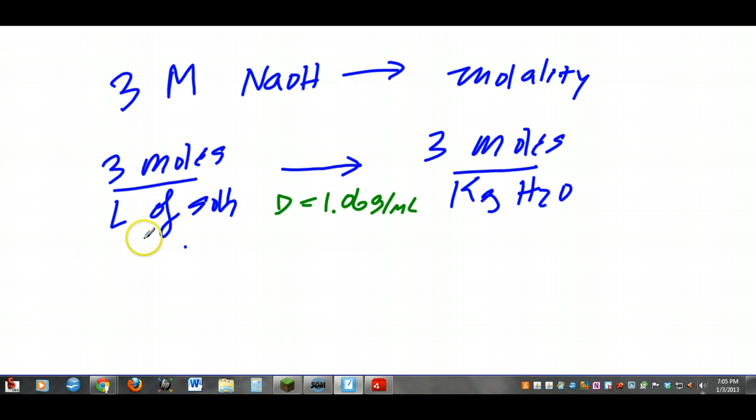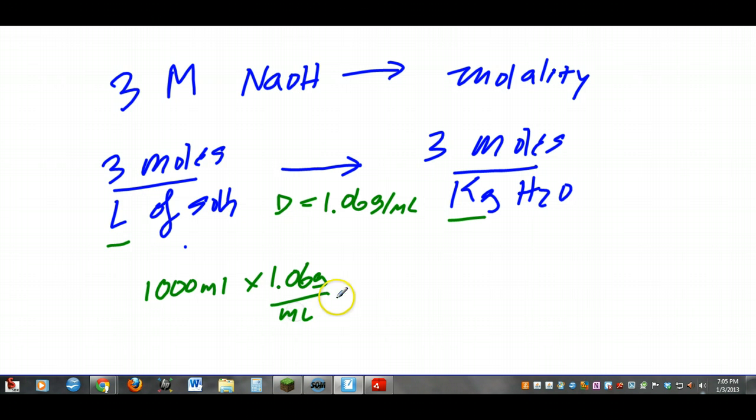Okay, that's our connection between volume and mass. So 1 liter is 1,000 milliliters, and there's 1.06 grams for every milliliter. So that means this 3 molar solution means you have 3 moles and a total of 1,060 grams of solution. Now here's the trick. The solution includes the water plus your 3 moles.